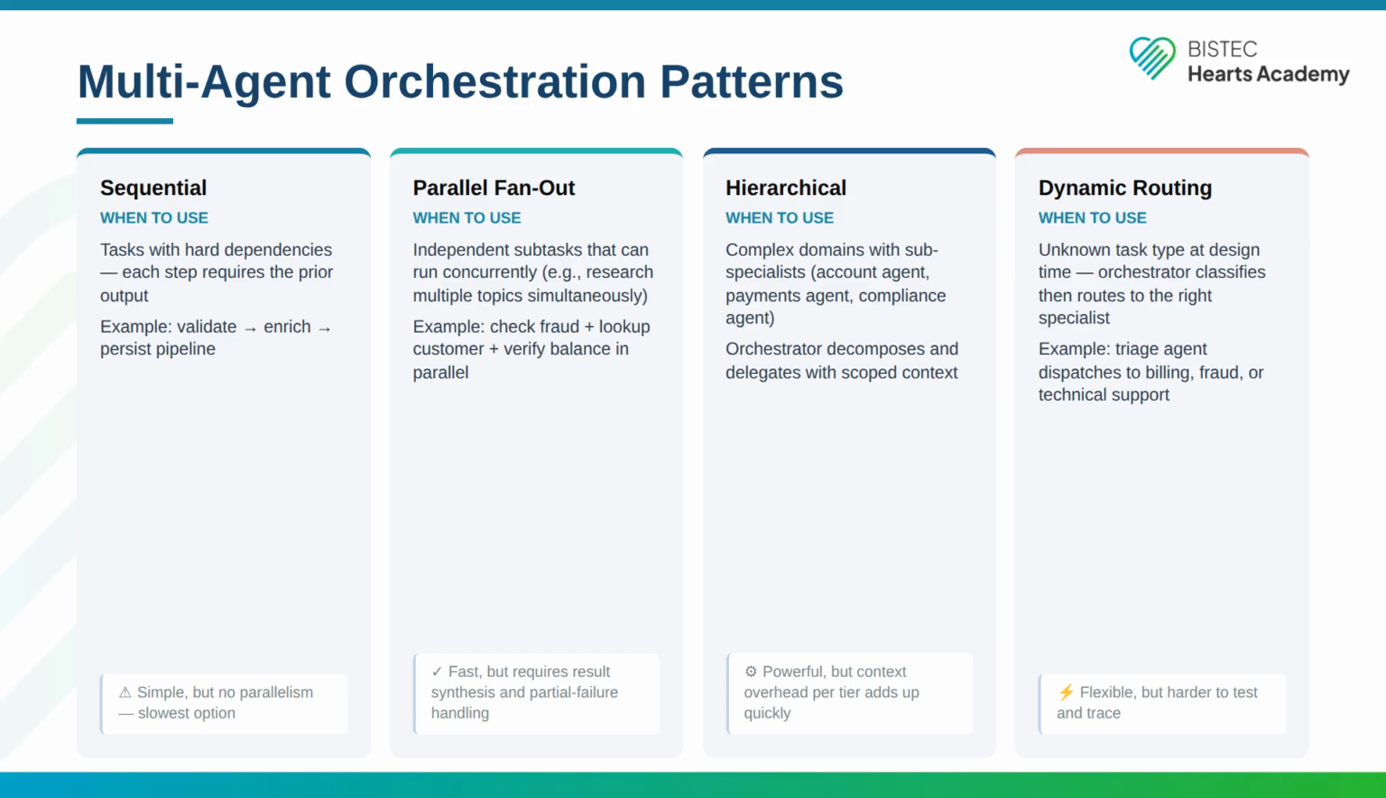Parallel fan-out is the pattern you reach for when performance matters. Multiple independent sub-agents run simultaneously, and their results are synthesized by an orchestrator. For a customer support agent, this means checking fraud status, retrieving the customer profile, and verifying account balance all at the same time, rather than one after another. This is how you achieve 5-second P95 latency targets.